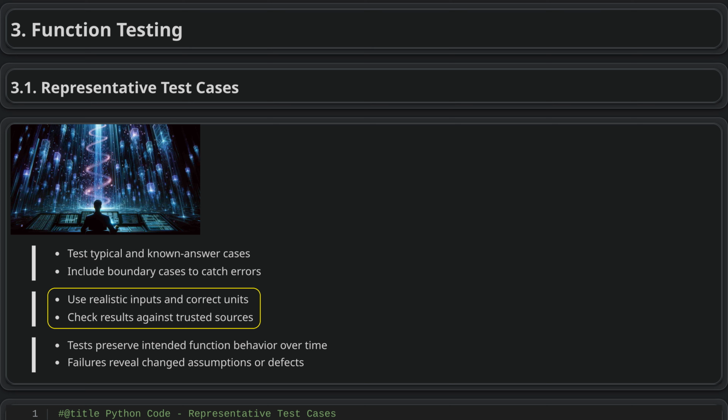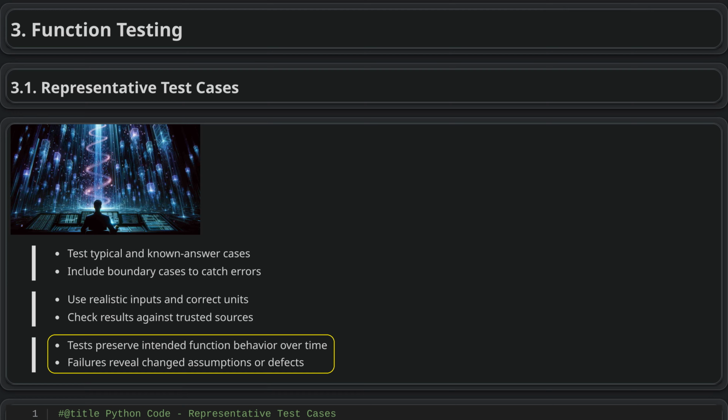A representative test case should give enough context for another engineer to understand what is being tested and why the expected result is reasonable. Use physically meaningful inputs with the correct units and compare the output to an independent check, such as a hand calculation or trusted software. For engineering functions, realistic examples help catch coding errors and confirm that the calculation matches the intended assumptions, while unexplained unrealistic values provide much weaker evidence of real-world suitability.